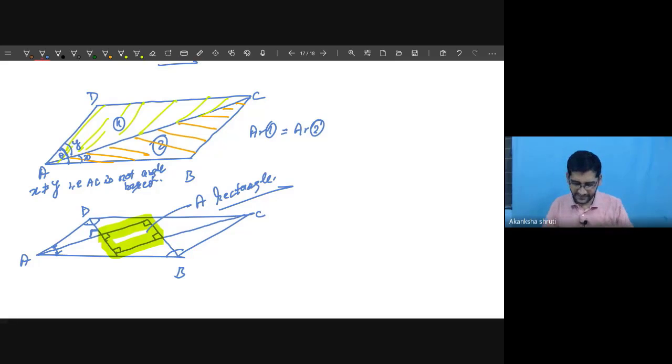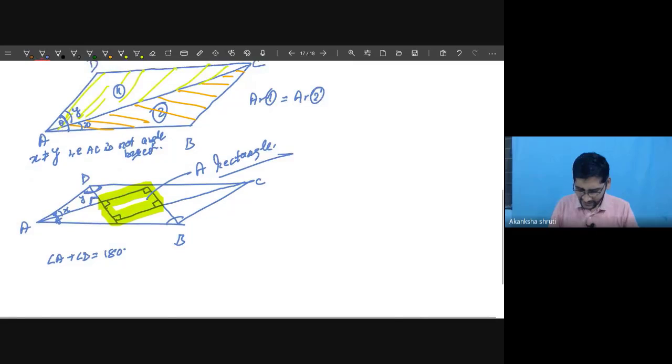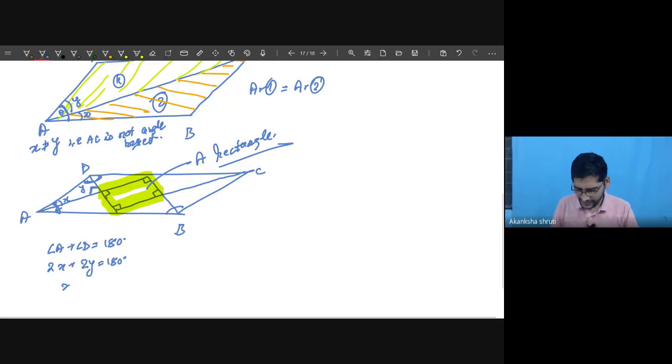We can prove it very easily, because the angle sum, meaning angle A plus angle D, is 180 degrees. Therefore, if we consider this as x and y, angle A is twice x, and angle D is twice y. Twice x plus twice y is equal to 180 degrees. So x plus y is 90 degrees. This thing we have obtained.